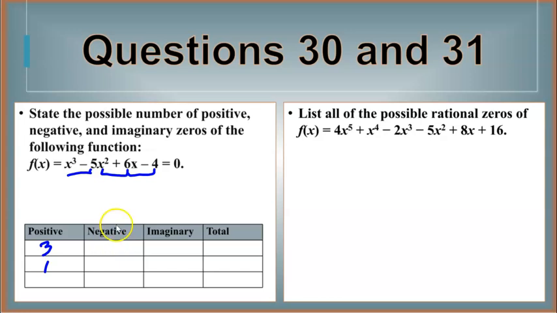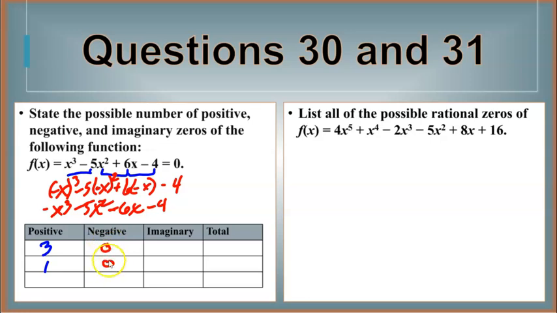Now the negative forms. Negative forms mean if I put a negative x in here. So if I have a negative x in here, this would be a minus 5 times negative x squared plus 6 times negative x minus 4. So this will give us a negative x cubed. Negative x squared is x squared, so that stays as a minus 5x squared minus 6x minus 4. So you'll notice they're all negatives, so I don't have any sign changes, so I would have 0 negative real roots. Now this exponent tells me the total that I could possibly have.